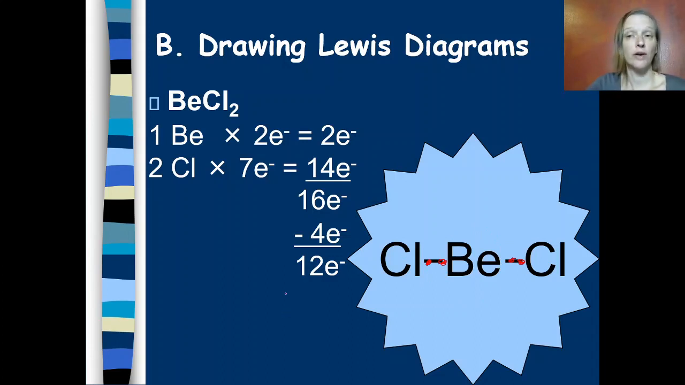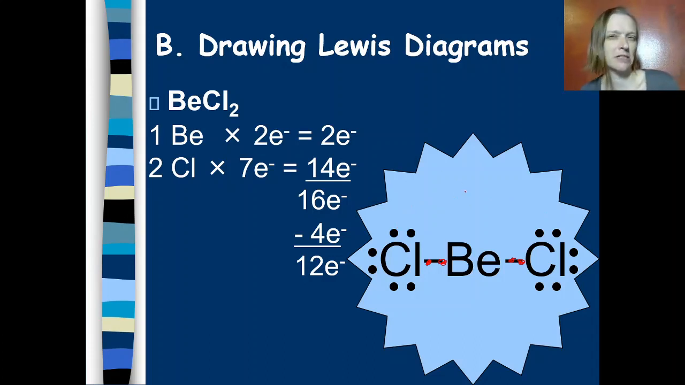Those 12 electrons go somewhere else. They go to the chlorines. So I'm going to give those remaining 12 electrons, 6 each, to each of the chlorines. And now all the atoms in this diagram have either a full valence shell or the full number of electrons they're expected to have, in the case of beryllium.